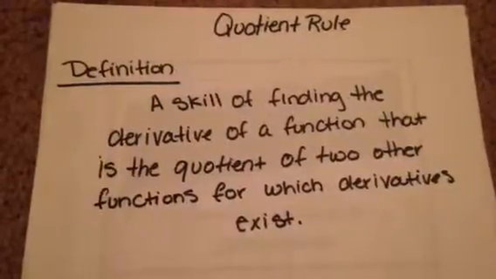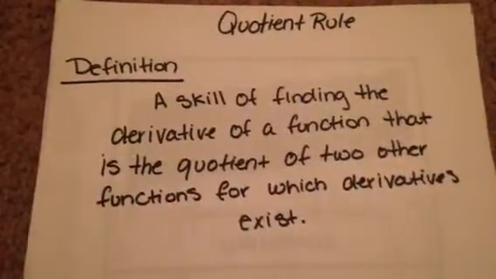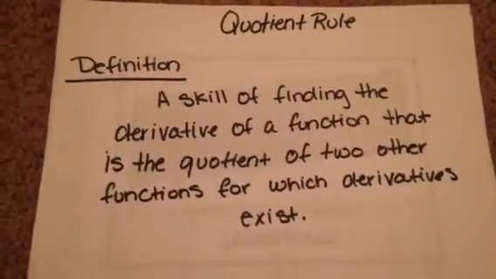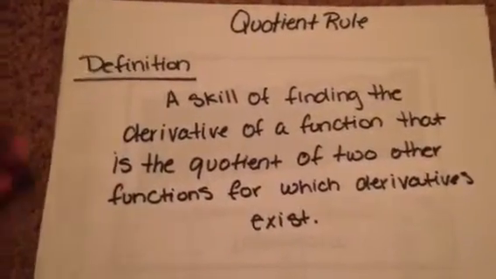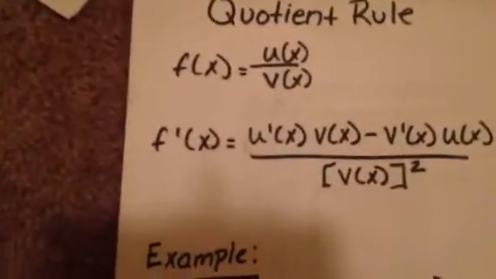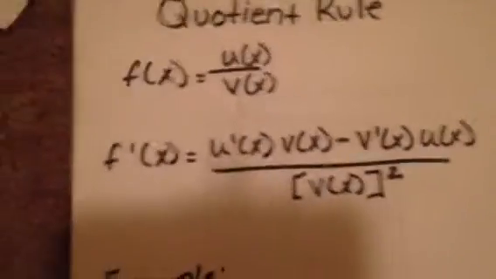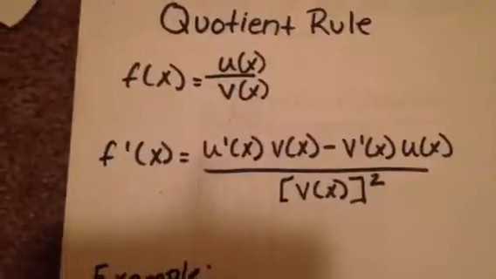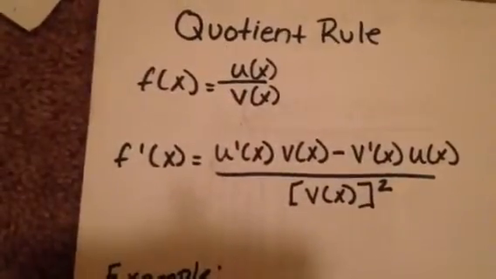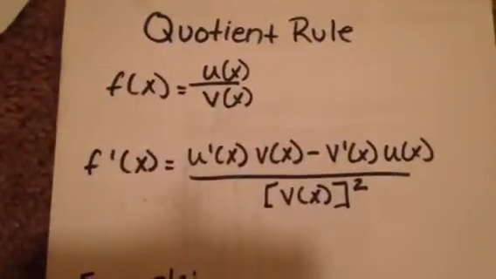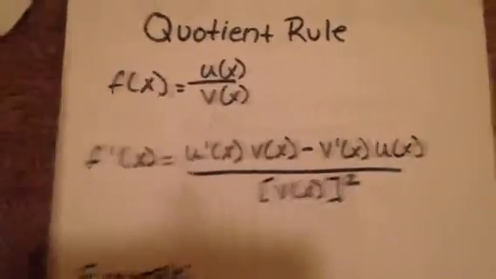By definition, the quotient rule is a skill of finding the derivative of a function that is the quotient of two other functions for which derivatives exist. The quotient rule is f of x equals u of x over v of x. And in order to find the derivative, we'll have to use our formula, which is f prime of x equals u prime x times v of x minus v prime x times u of x, all over v of x squared.